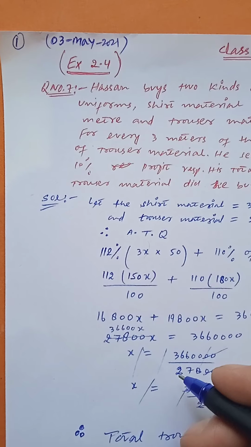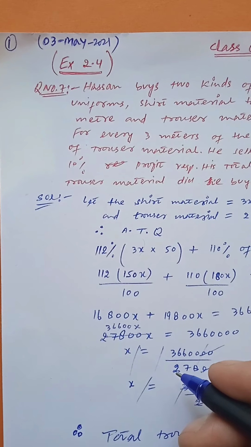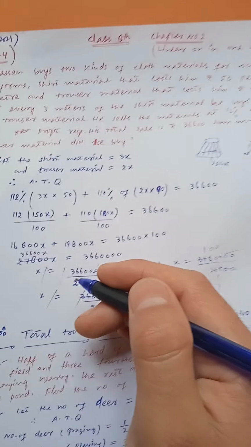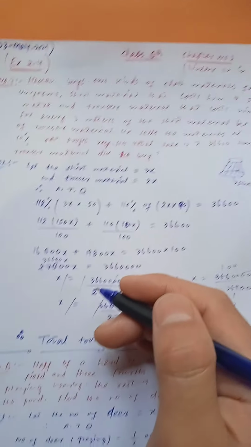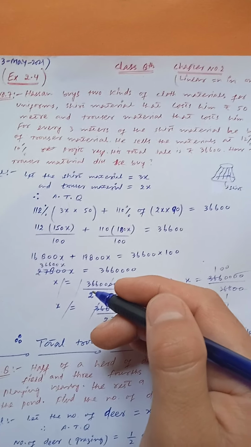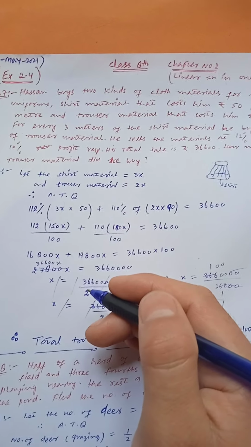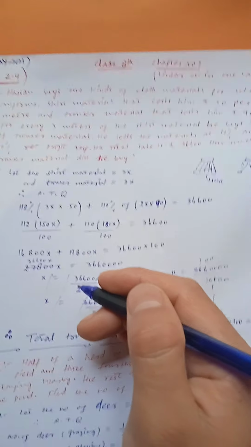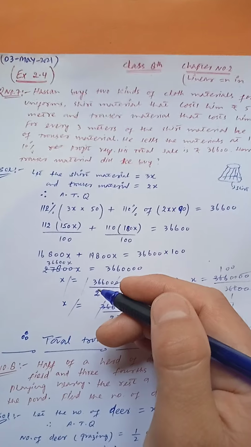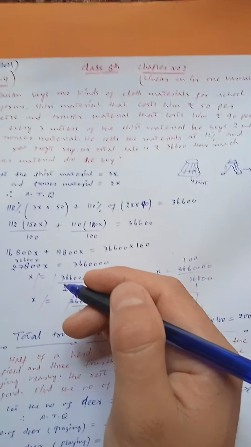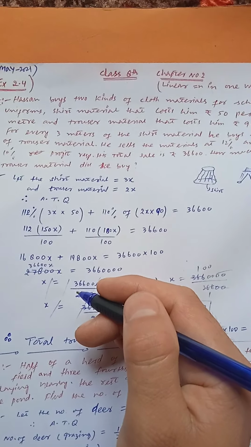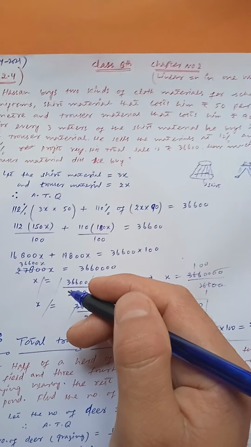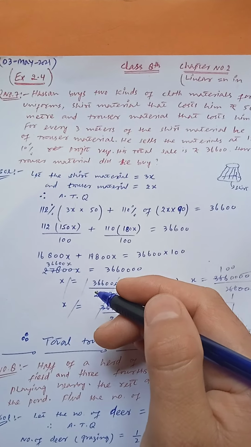My dear students, as you all know, we are on chapter number 2 and we are doing exercise 2.4. The question says, Hassan buys two kinds of cloth materials for a school uniform. Shirt material that costs him rupees 50 per meter and trouser material that costs him rupees 90 per meter. But for every 3 meters of shirt material, he wants to buy 2 meters of trouser material. He sells the material at 12% and 10% profit respectively. His total sale is rupees 36,600. How much trouser material did he buy?